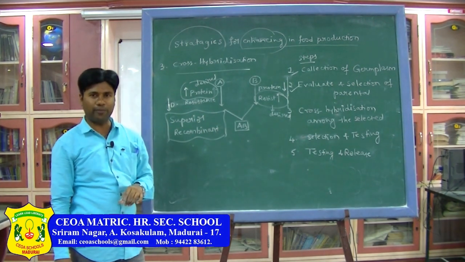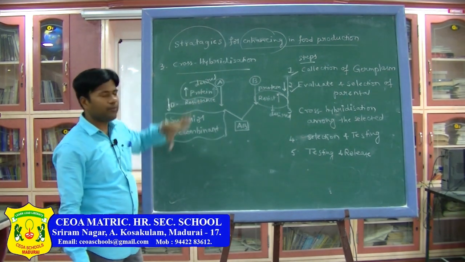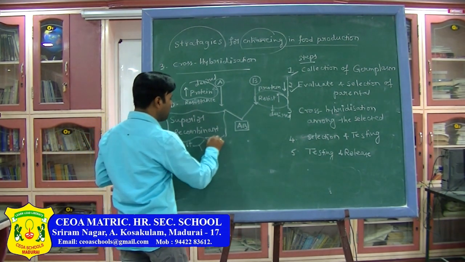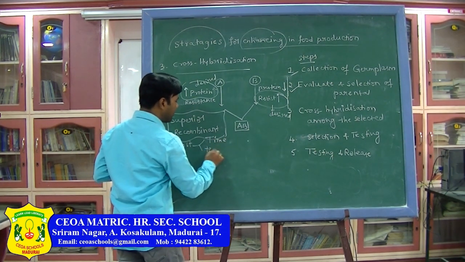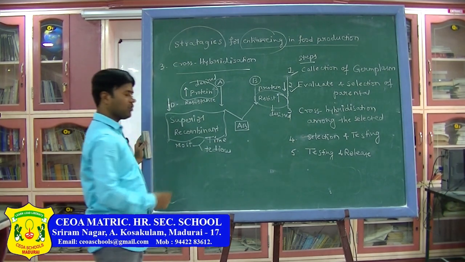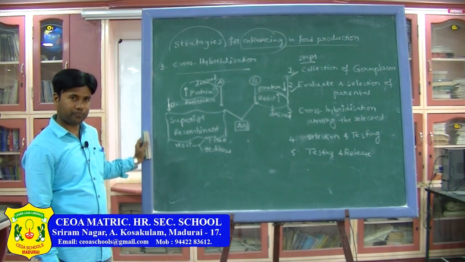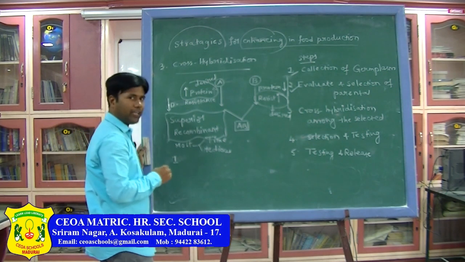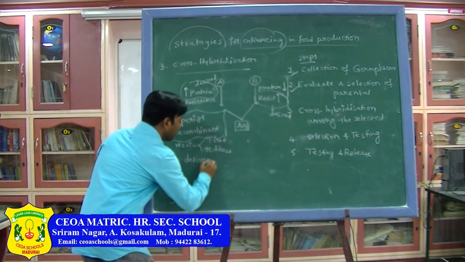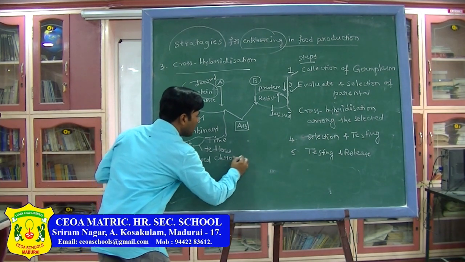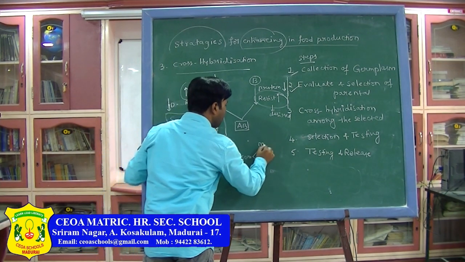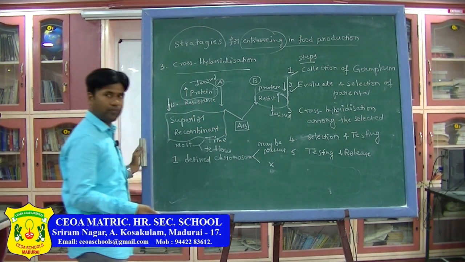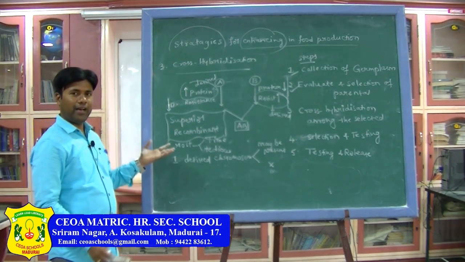But this cross hybridization, when we take it, is a most time-taking process, or tedious. Why is it so time-taking and tedious? Because in a group of plants, here what happens? The desired gene, the desired chromosome, may be present or absent. If it is present, it undergoes hybridization.